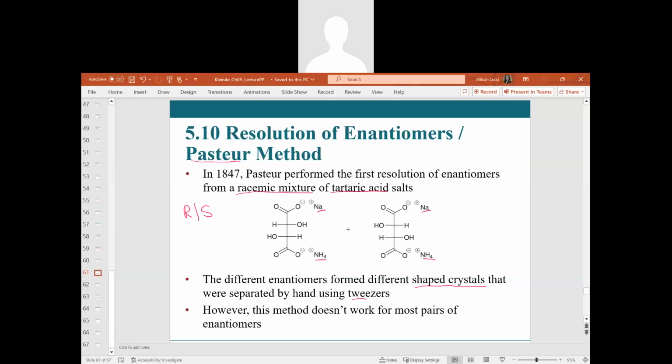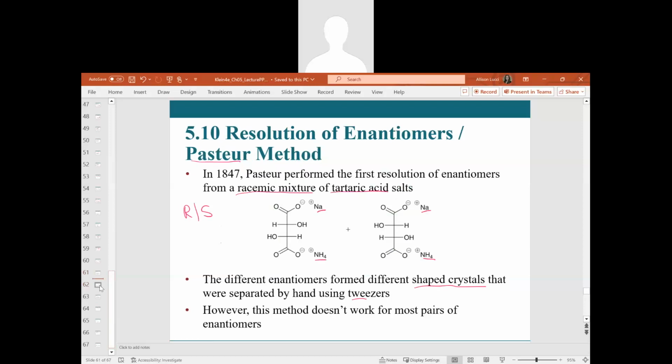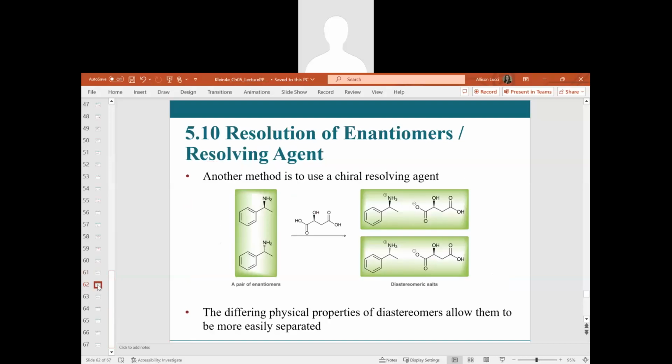Then he dissolved these in water and then looked at them with a polarimeter, and to his amazement, he saw that they rotated plane polarized light in equal but opposite directions. So Pasteur is credited with this relationship of enantiomers. And so that's one way that you can hand separate crystals by shape. But usually that's a little tedious and time consuming.